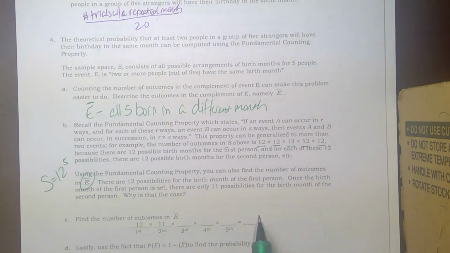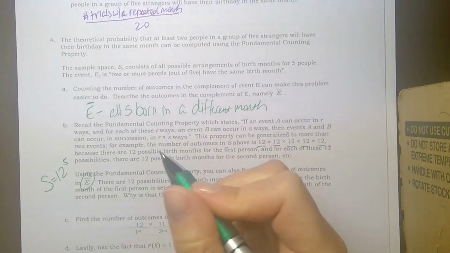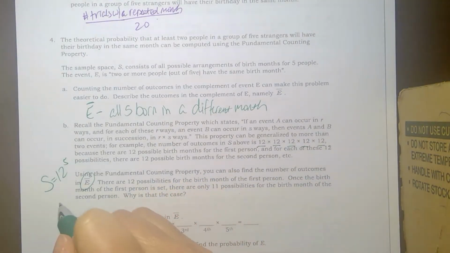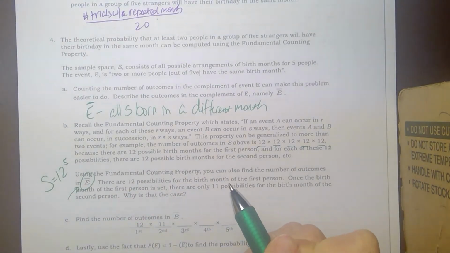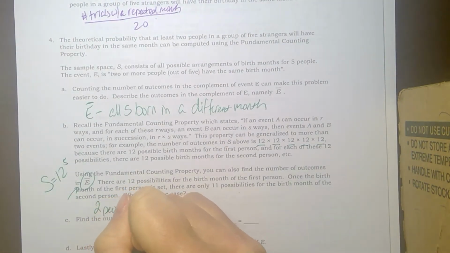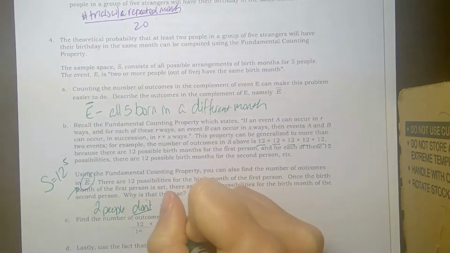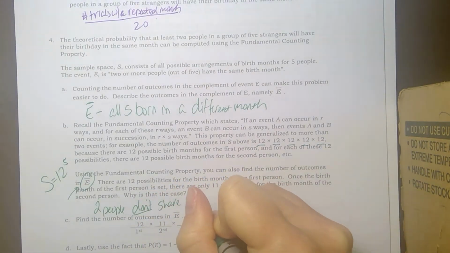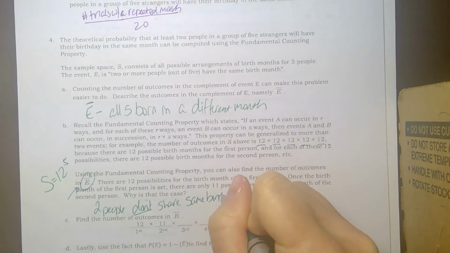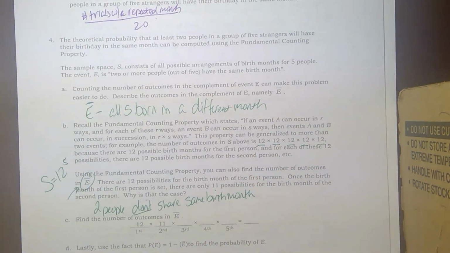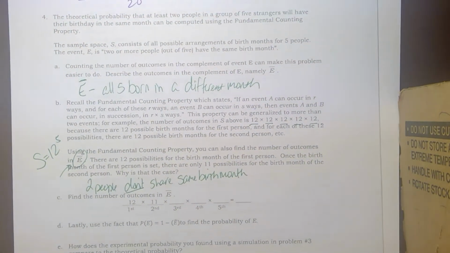Well, if that happens, then I'm not going to be replacing. Let's read this paragraph. There are 12 possibilities for the birth month of the first person. Once that birth month is set, there are only 11 months left for the second person, because our goal for this complement, E complement, is that two people don't share the same birth month. Everybody's born in a different month. So this is the case where we don't want replacement.